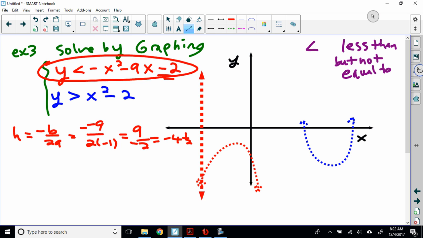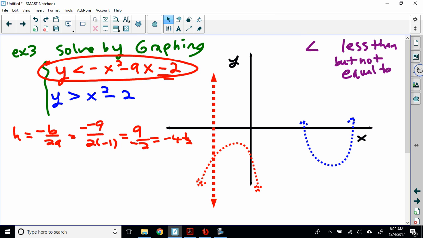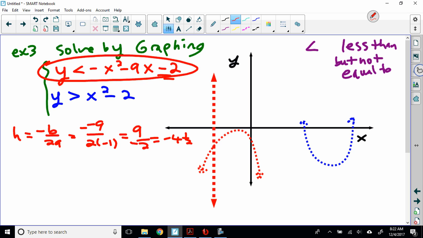Negative 4.5. And its y-intercept is negative 2, so I don't know what the y-coordinate of its vertex is. Let's see. k is (4ac minus b squared) over 4a. So that's going to be 4 times negative 1 times negative 2 minus negative 9, the quantity squared.